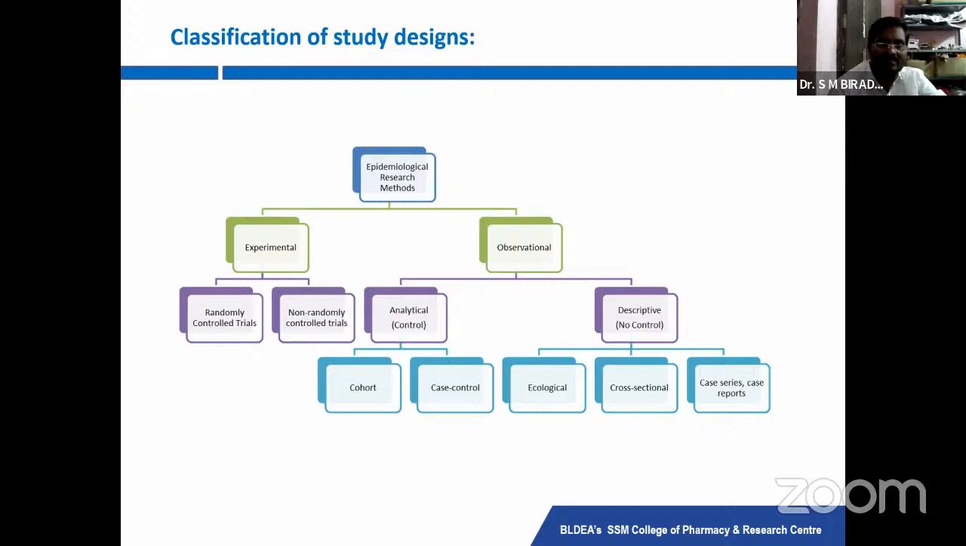Some of the authors classify the clinical study in a different manner. More or less, all the classifications by different authors have the same motto. The only thing is, some of the designers classify the observational study into two types, that is experimental and analytical. So some slide variations will be there regarding the classification of the study designs. This is the basic classification of the study design.